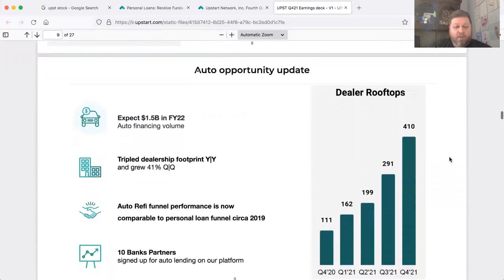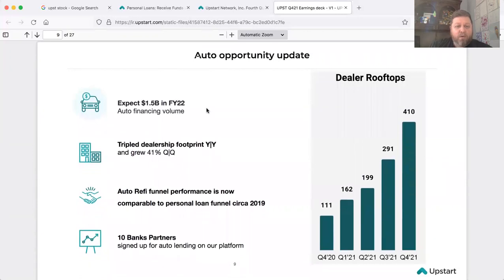From the automotive perspective, they're expecting 1.5 billion in full year 22. They've tripled their dealership footprint, grown 41% quarter on quarter. Auto refi funnel performance is now comparable to personal loan. So here's the big takeaway, in general: in automotive they're seeing a huge amount of growth. More and more dealers want to work with them. They currently have 10 banks partnered with them for auto lending, which to me isn't that big of a deal.